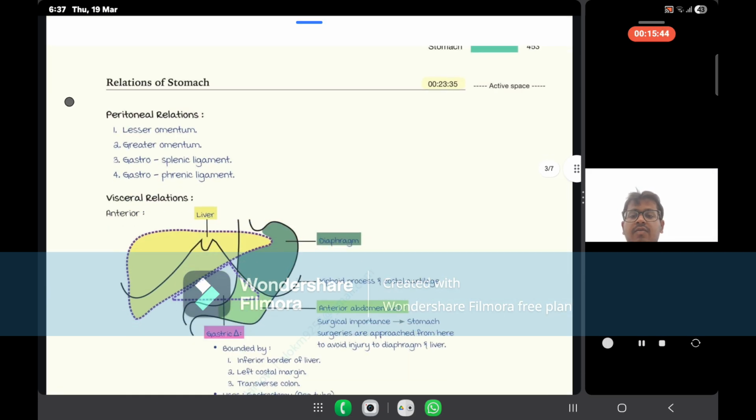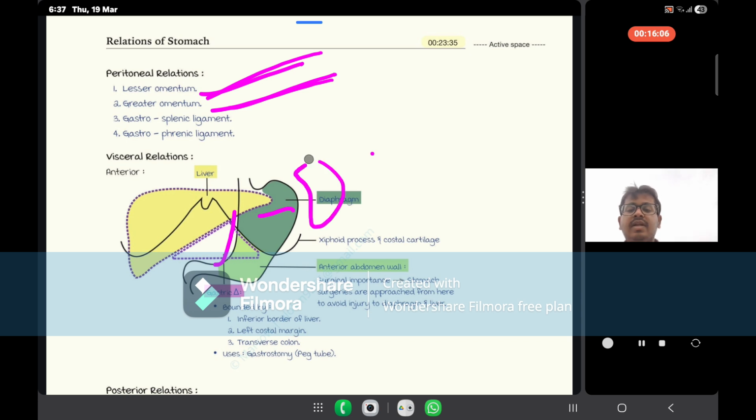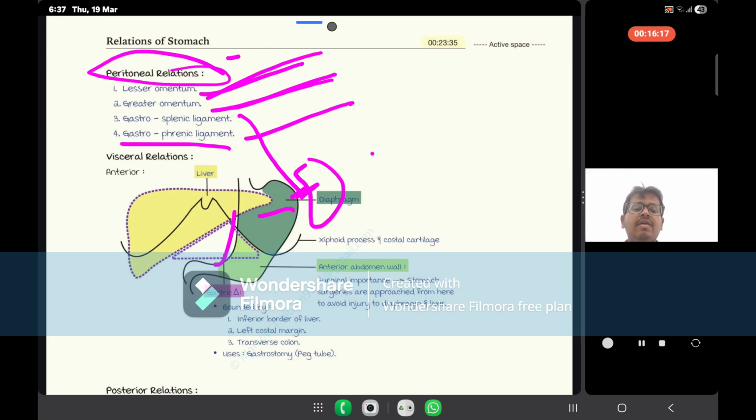Next we move to the relations of the stomach. We have already talked about the lesser omentum and greater omentum. The lesser omentum is from the lesser curvature of the stomach to the inferior surface of the liver. Greater omentum has the gastrosplenic ligament. What do you understand by the gastrosplenic ligament? It is a ligament between the stomach and the spleen. You already know the spleen is here, so that ligament is known as the gastrosplenic ligament, and another is the gastrophrenic ligament, from the diaphragm. We already studied the peritoneal relations in the anatomical rota.